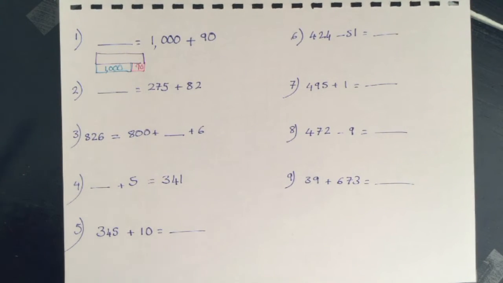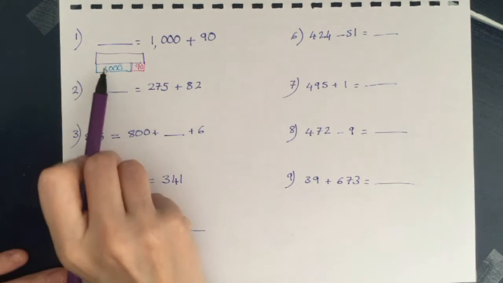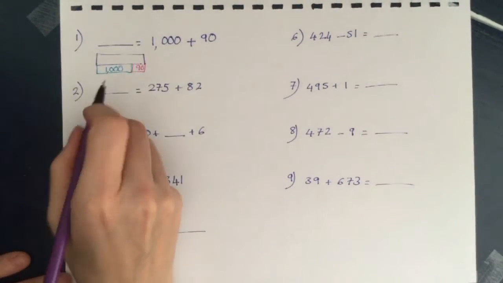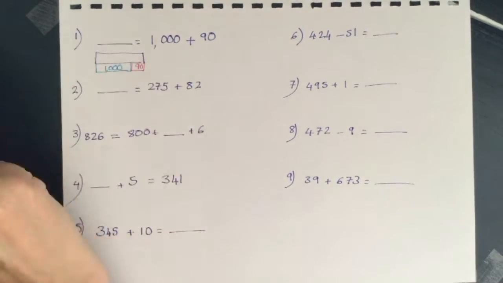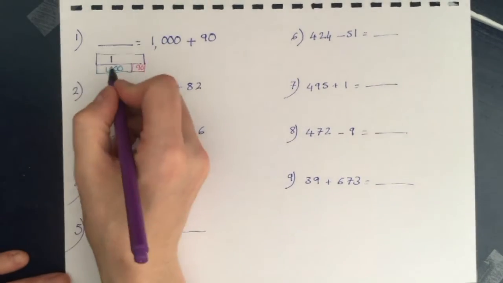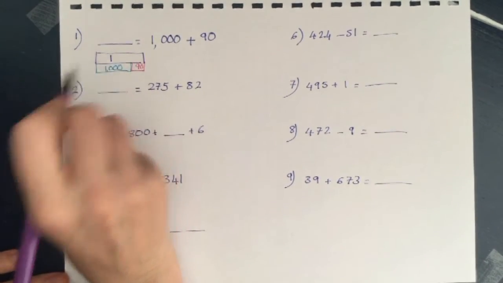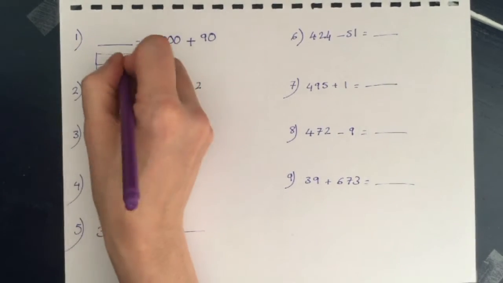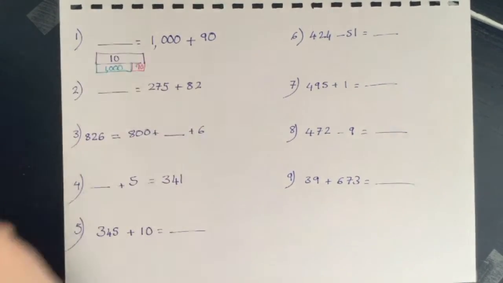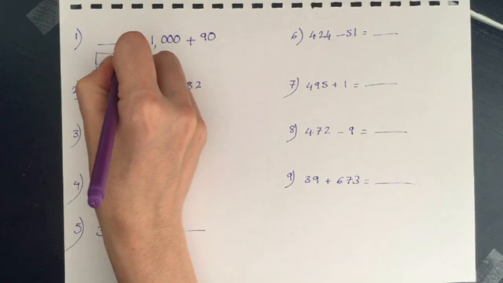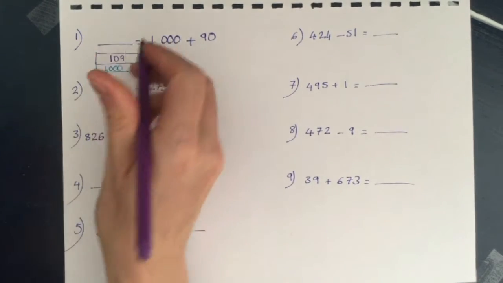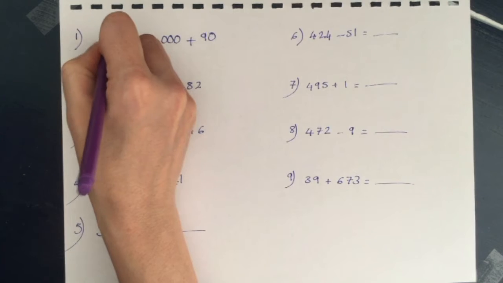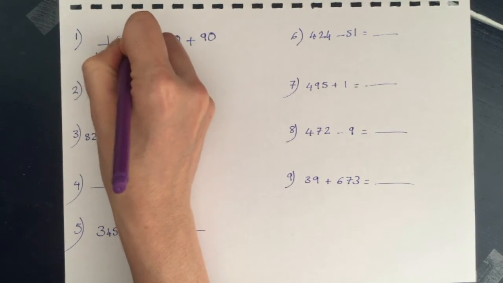Okay, so my total would be 1090. So we need to be careful with the placeholder, okay? In the thousand, we have to write 1000. Do we have any hundreds? No, so we keep a placeholder, 9 tens and 0 ones. And here is 1090.